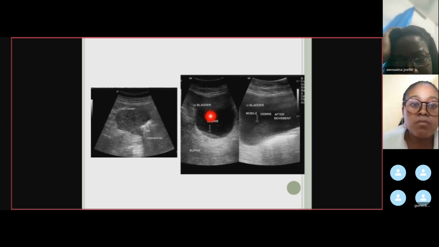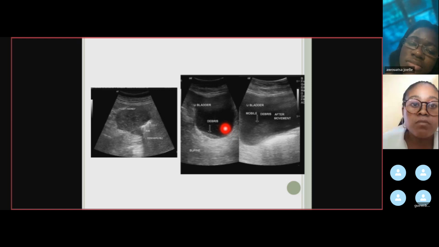This is the bladder. The bladder is usually anechoic, but there is presence of debris in it. That is some gray tissue. So that tells us that there is some problem with it. Okay, and whenever we move the transducer, the debris which is there will also move. So that will also tell us some information about the pathology.